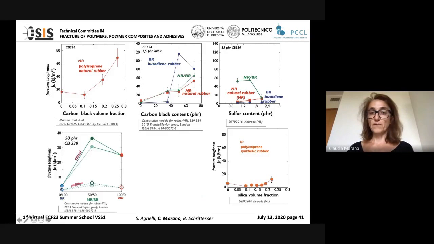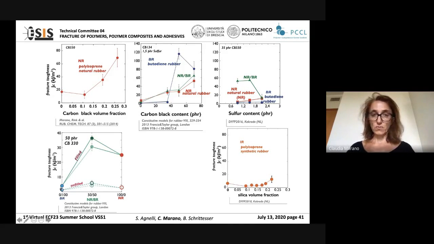And as I promised you before, here I reported the fracture toughness measured for different rubber compounds. The tests were performed in tensile conditions on a notched pure shear specimen. The different compounds differ in the type of rubber, natural rubber or synthetic rubber, polybutadiene rubber, a blend of the two, or differ in the filler content or the type of filler, carbon black, silica, and so on. We can see that in some cases the toughness is relatively low, and in other cases it's significantly higher, for example, in these cases.